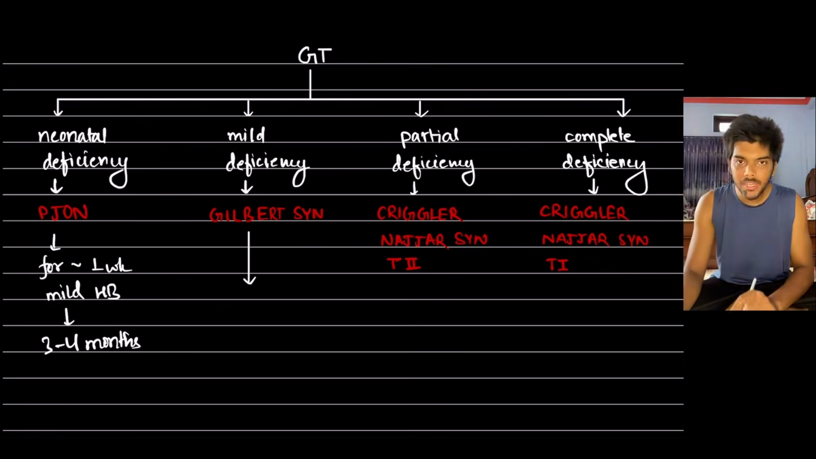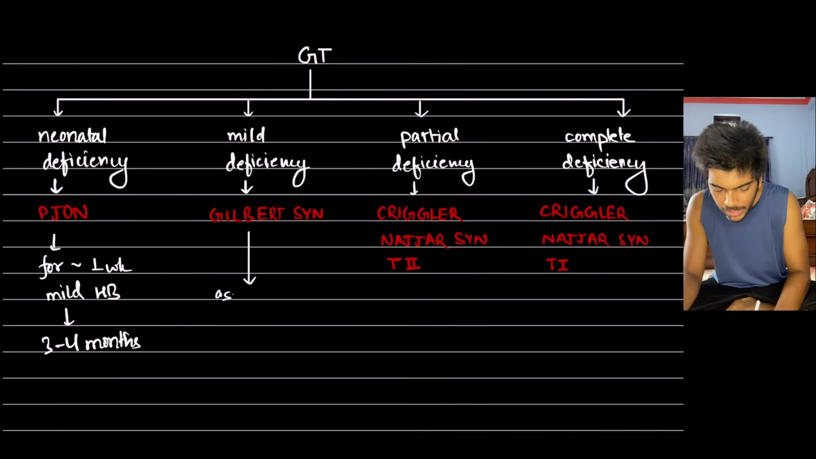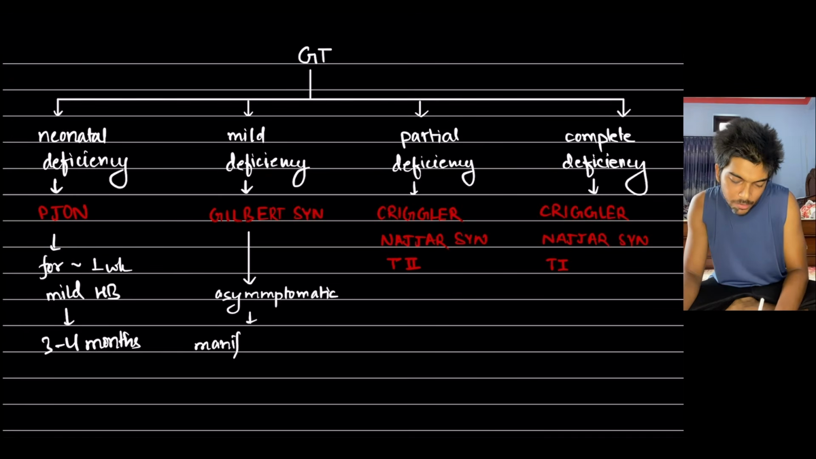Since in Gilbert syndrome there is only mild deficiency, it is mostly asymptomatic. But manifestation of symptoms takes place in special conditions like stress, fever, and pregnancy.